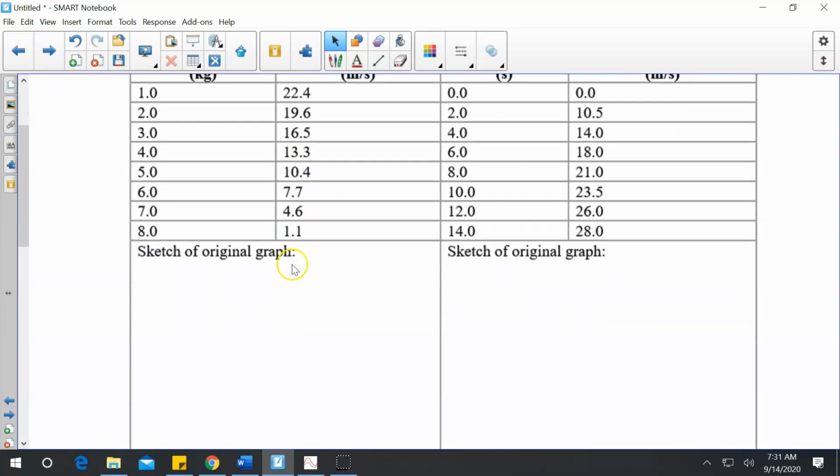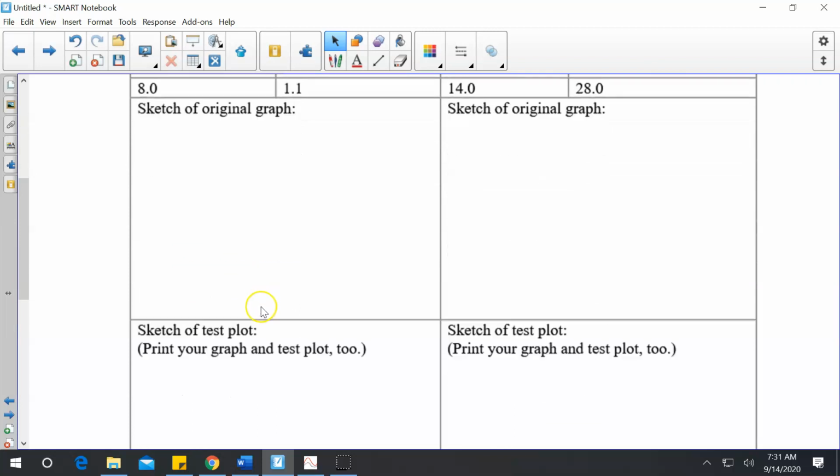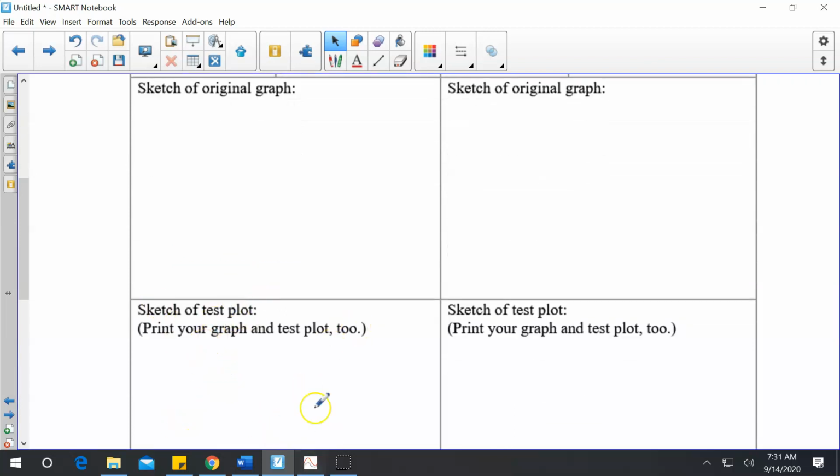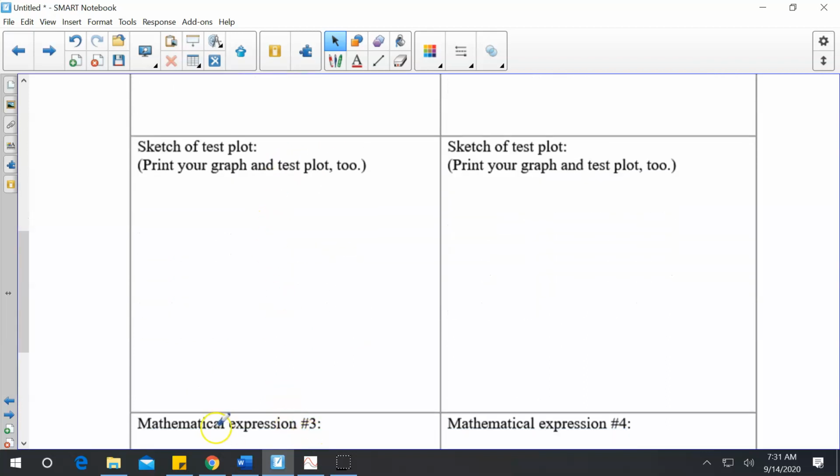Now, if the original graph is linear, you don't need to do a test plot. You could just omit that. And then you still should write the equation for that graph down here. The mathematical expression is the equation.